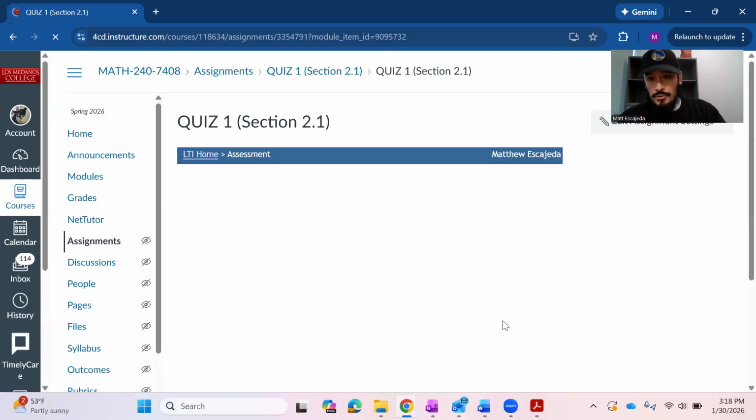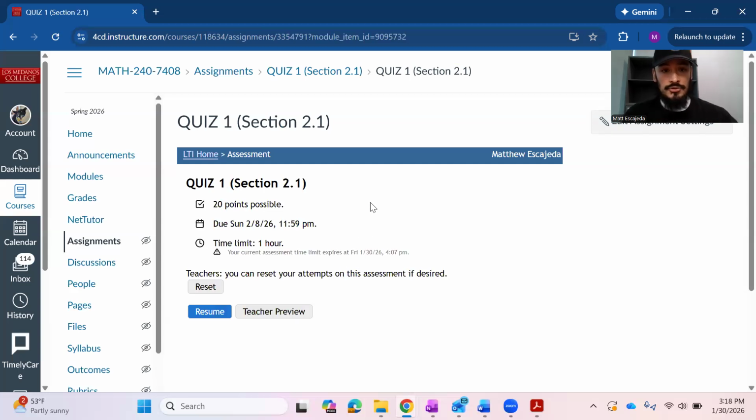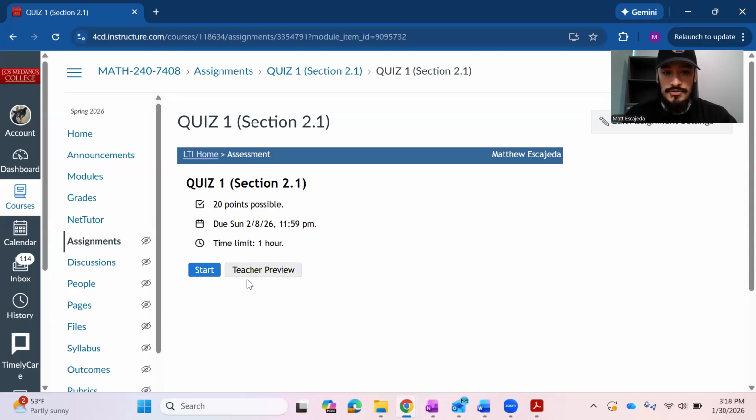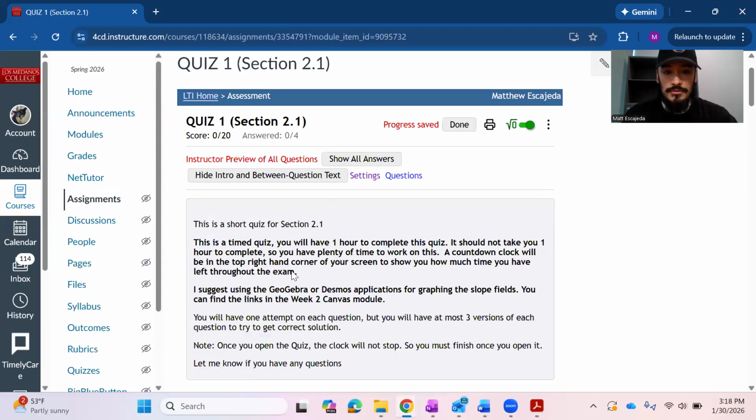We have our first quiz after that, quiz 2.1. It's a timed quiz, okay? There's directions on it. It's a short quiz for section 2.1, just about slope fields, direction fields. You have an hour to complete it, but it definitely won't take you that long. This is just some buffer time. It is a timer though, so once the timer's done, then it's done. Once it starts, you have to finish it. Pull up the GeoGebra and Desmos links and use them.